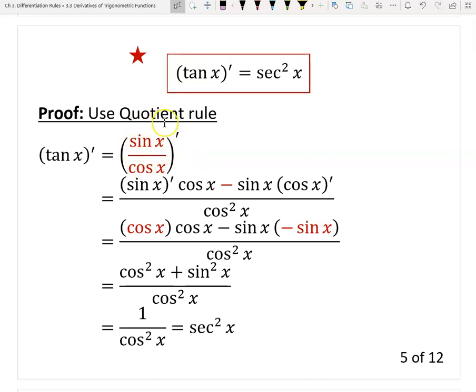All we need is just use the quotient rule. What does it mean? So first, tangent x is written as sine x over cosine x. That's the definition, right? Or some people say it is the quotient identity. Yes, it's the same. Now we do have a quotient. Going to take a derivative. Take a derivative of the quotient, which is the quotient rule, right?